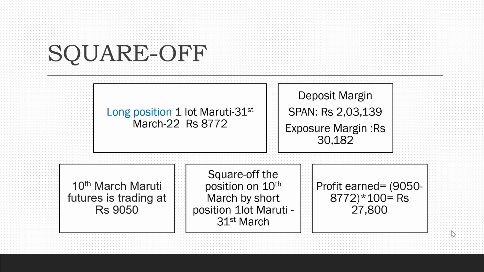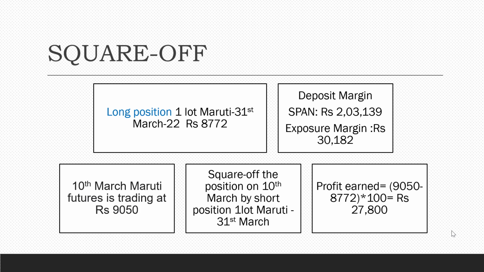Long position 1 lot Maruti 31st March at rupees 8,772. Deposit margin: SPAN rupees 2,03,139, exposure margin 30,182. Okay, hold on. I have not given these figures in the question, so I'll put these figures in the question so that you can write that he is going to deposit this money. Okay, fine. Next. On 10th March, Maruti futures is trading at rupees 9,050.